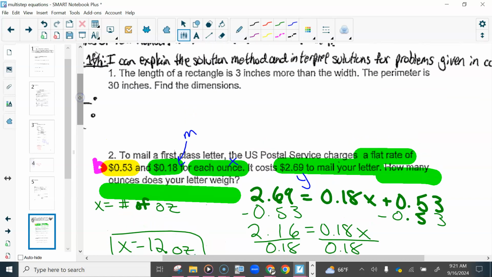Okay, so let's read this one. The length of a rectangle is 3 inches more than the width. The perimeter is 30 inches. Find the dimensions. What do we feel is important in this? Addie? 3 inches more than. What else?